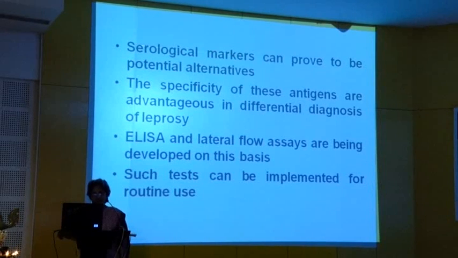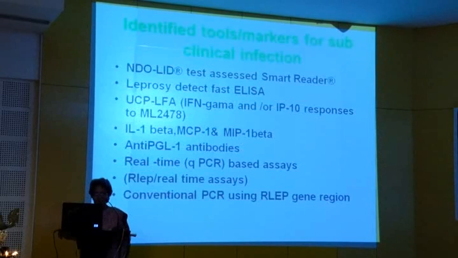Serological markers can prove to be potential alternatives. The specificity of these antigens is advantageous in differential diagnosis of leprosy. ELISA and lateral flow assays are being developed on the basis of serological tests. Such tests can be implemented for routine use, but still need to be worked on. It's not final. So there are some identified tools listed out by Madam. These are the main tools and markers in the pipeline now that are being very intensively followed by various laboratories in India and abroad.